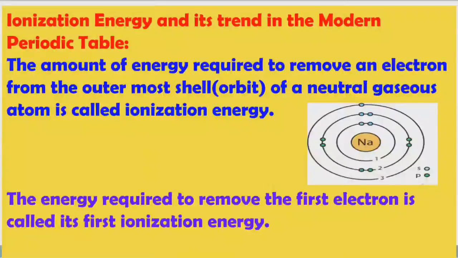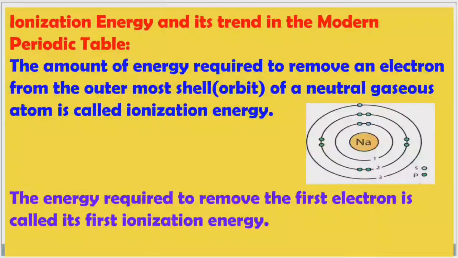The energy required to remove the first electron is called first ionization energy, represented by IE1. The energy required to remove the second electron is called second ionization energy, represented by IE2, and so on.